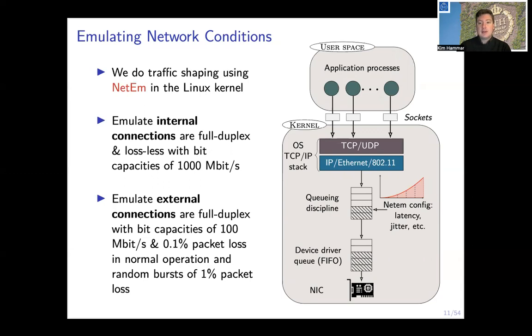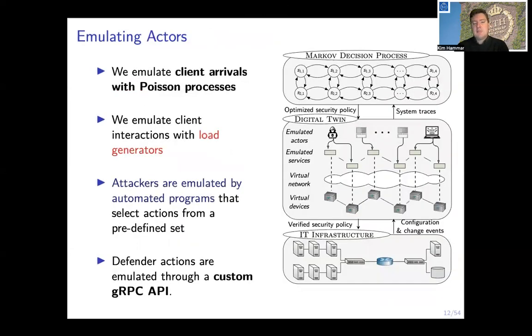Finally, the last step in creating the twin is that we have to emulate actors. So recall that we want to use the twin to investigate what are effective response strategies against various types of attacks. So to do this, we clearly need to emulate the responses, the defender. We also need to emulate the attacks, the attacker, and we need to emulate clients so that we can measure what is the effect on the service of the system based on the responses.